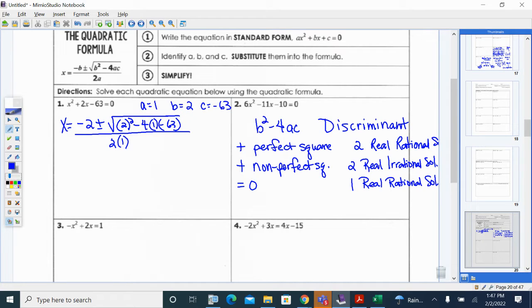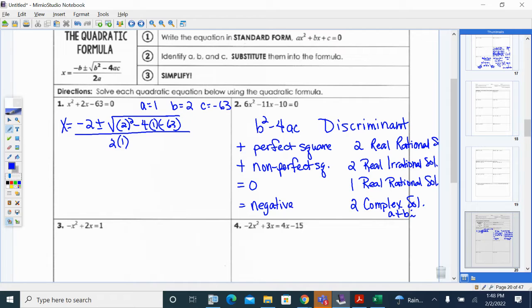And if your discriminant is a negative number, then you're going to have 2 complex solutions, which is your A plus B I. Now, I will also say this. If your discriminant is negative and it is a perfect square, then you're not going to have a radical in that complex solution. If it's a non-perfect square, it's going to combine i's and radicals.